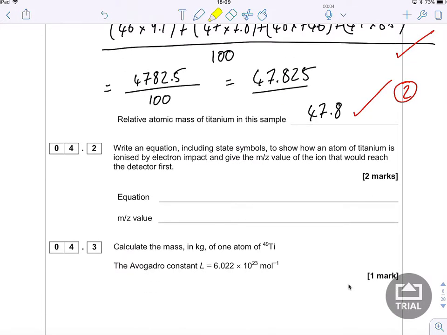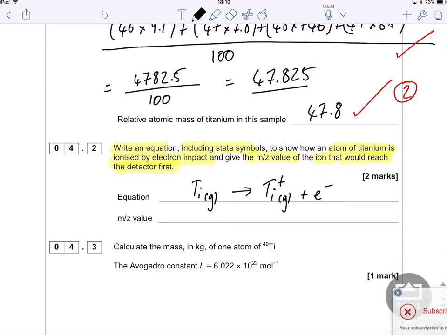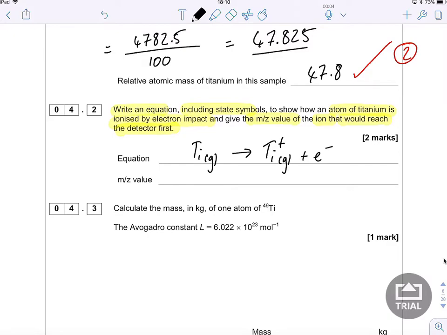Okay, moving on. Write an equation including state symbols to show how an atom of titanium is ionized by electron impact, and give the m/z value of the ion that would reach the detector first. So first things first, the equation. So an atom of titanium. Let me just change my pen colour. So titanium, including state symbols, the sample's gaseous, and it forms a titanium positive 1 ion, and it gets an electron, and the electron doesn't have any state symbols. So that would get me 1 mark, one of those 2 marks.